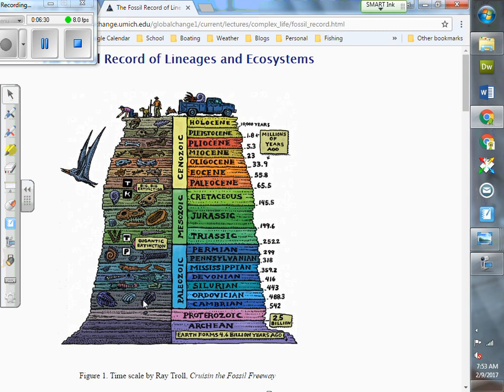And paleontologists, scientists that study past organisms, can use what are called extinction events. You see how it says gigantic extinction, big extinction, between the Permian and Triassic period and the Cretaceous and the Paleocene eras. This is the end of the dinosaurs right here.